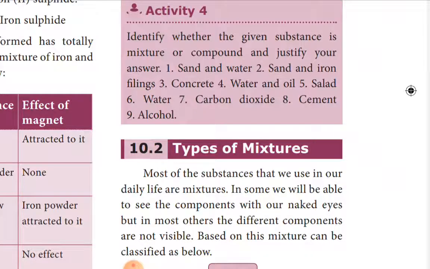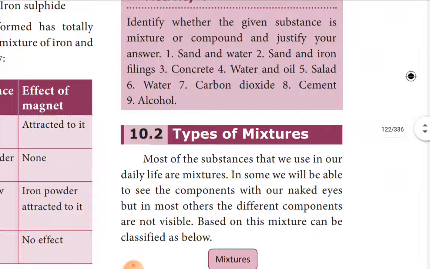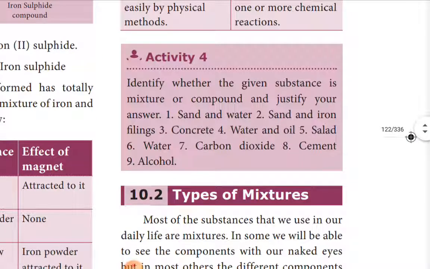Then, water and oil. These two will not combine with one another. When you take water separately, it is a compound. But when water is mixed with oil, it forms a heterogeneous mixture, and water will not dissolve. It can be easily separated using a separating funnel. So it is a mixture.